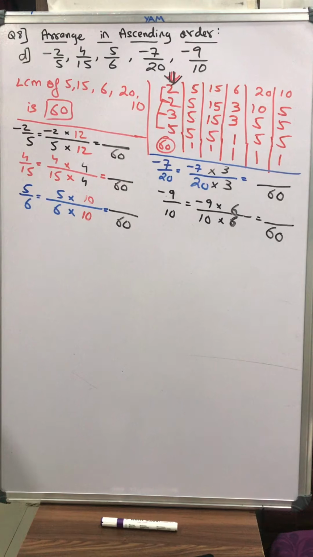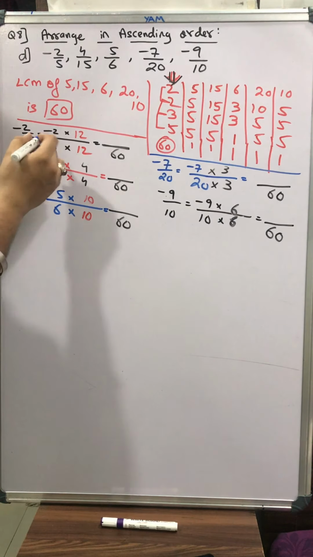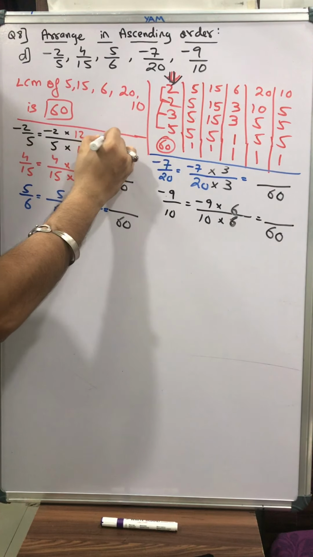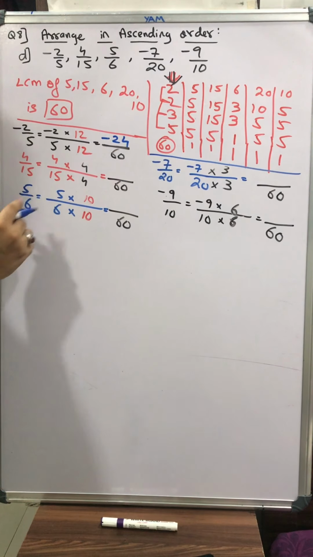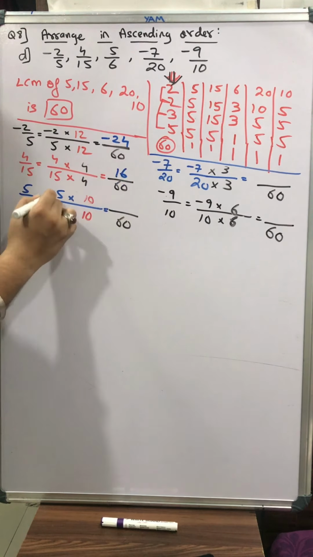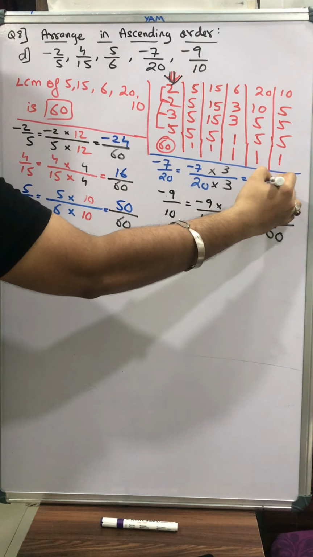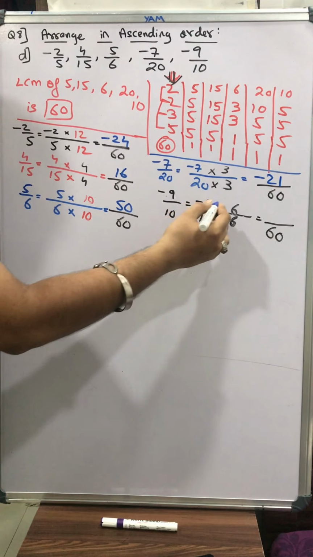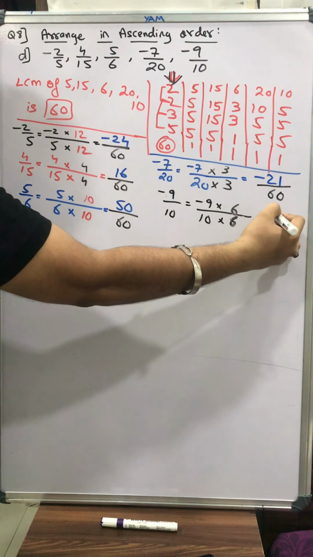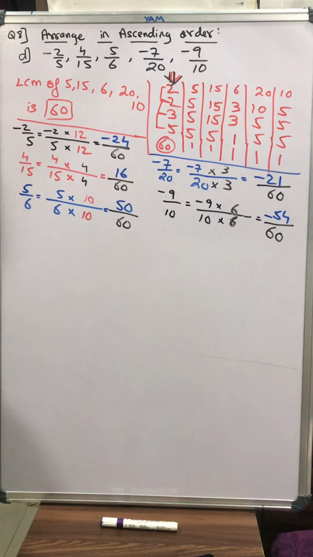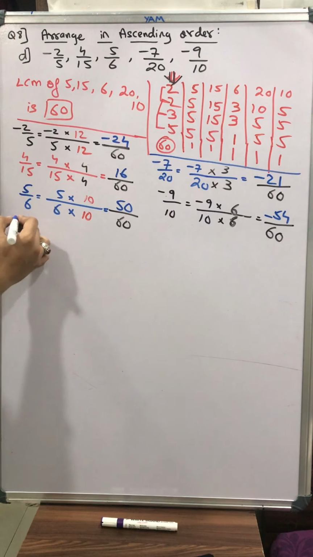Now comes the thing which we were doing here. Minus 2 into 12. This becomes minus 24. 4 4s are 16. 5 10s are 50. 7 3s are 21, but minus 21. Don't forget. 6 9s are 54, but minus 54. Okay. So now you all tell me, students.